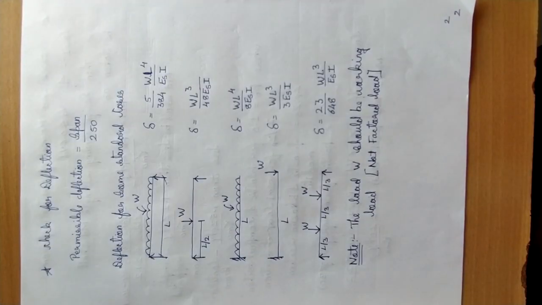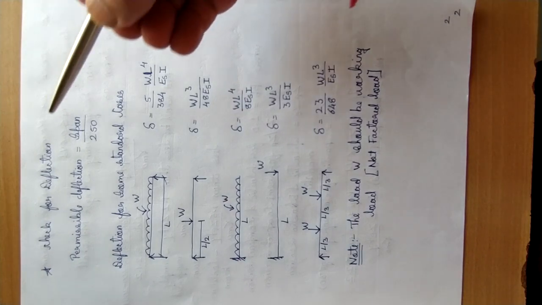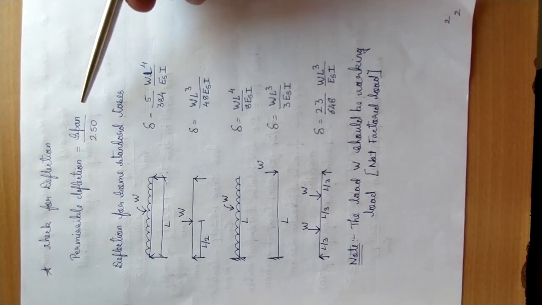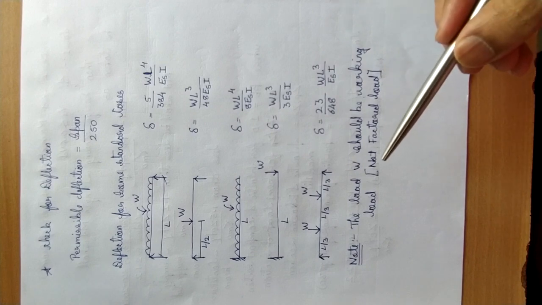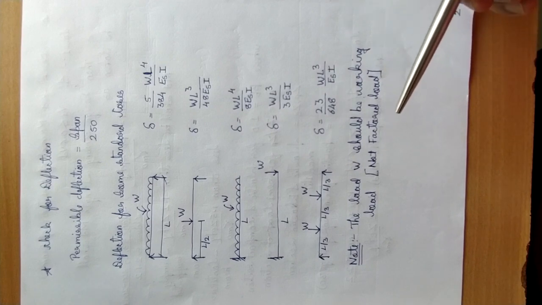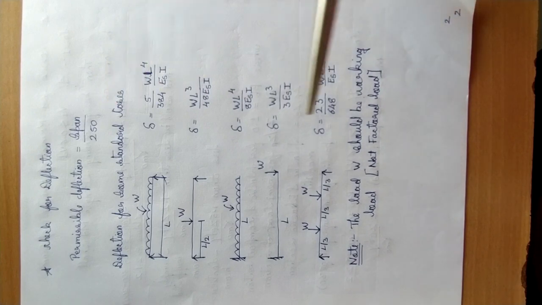Next, we had discussed the check for deflection. This was the permissible deflection, that is span divided by 250. These were the formulas for the standard cases, and I had given a note that the load W taken for the check for deflection is to be the unfactored load, or not factored load.